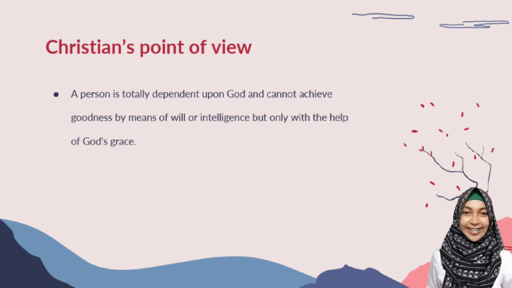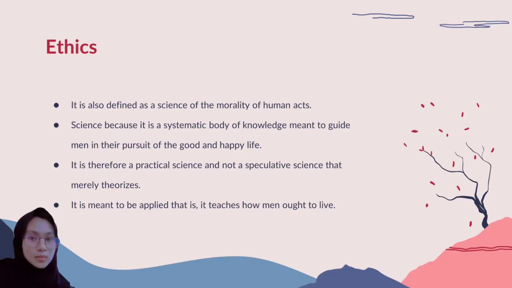That would end the history of ethics. We'll proceed to the next one. First is ethics. It is also defined as the science of the morality of the human act. Next is science, because of the systematic body of knowledge meant to guide men in their pursuit of the good and happy life. And next, it is therefore a practical science, not a speculative science that merely theorizes.